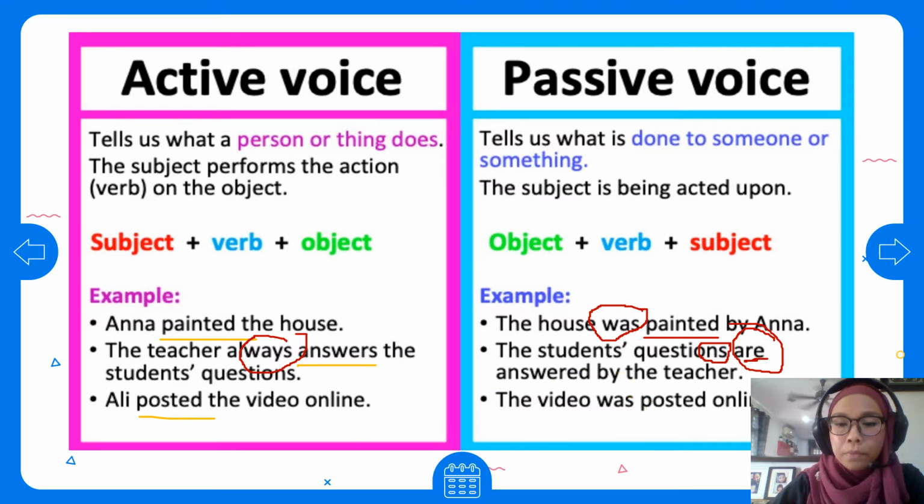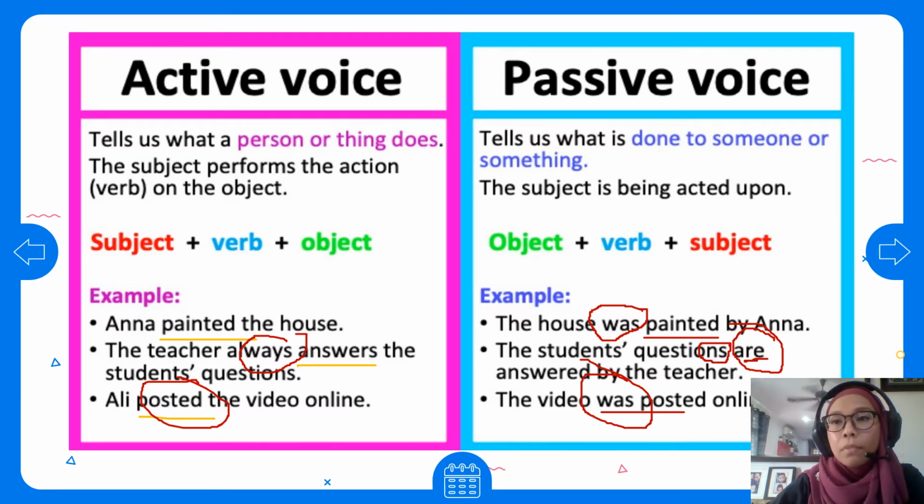Okay, the video. Ali posted the video online. The video was posted online by Ali. Because it is past tense, you have to use was, and there is only one video, so it is singular.